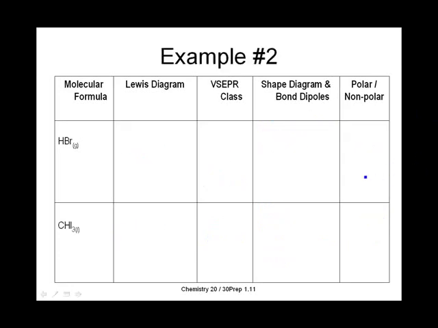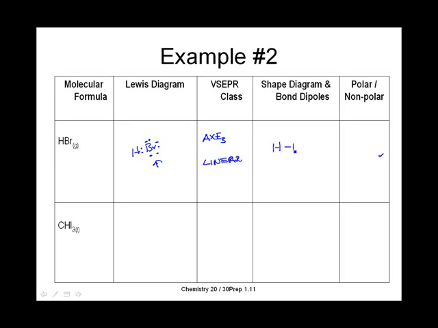Try some more. The Lewis diagram for HBr. Bromine has its 8 valence electrons, hydrogen has 2. Its VSEPR class is AXE3. We'll use bromine as our center just to make it easier. And we end up with a linear molecule again.